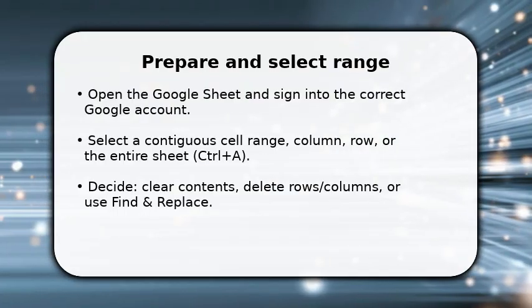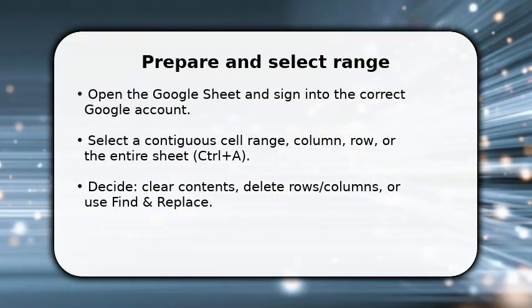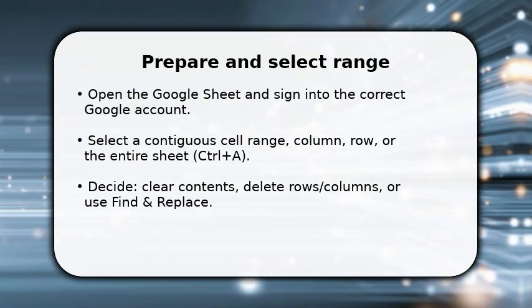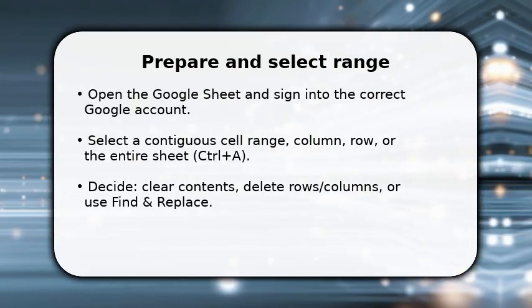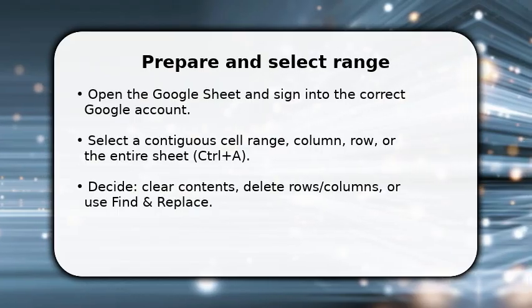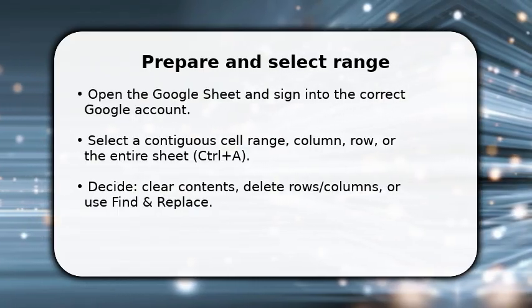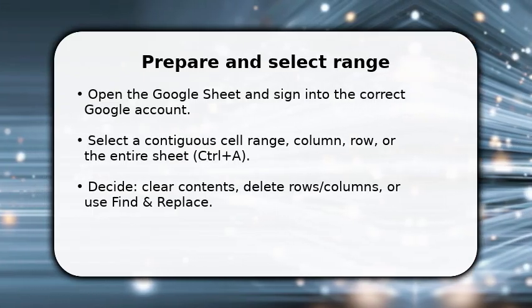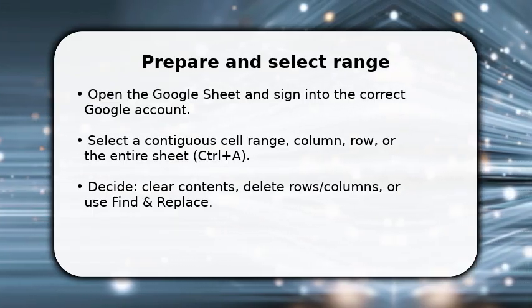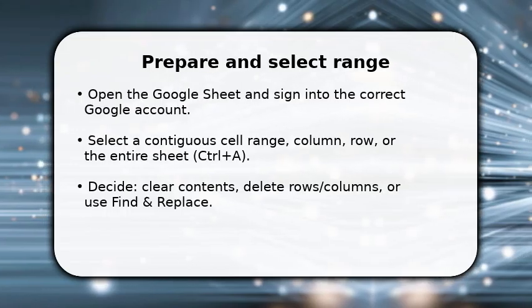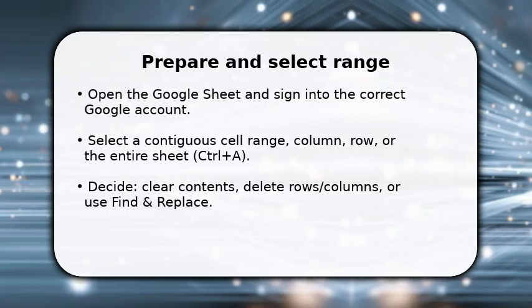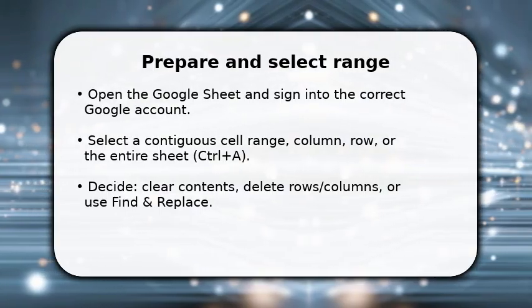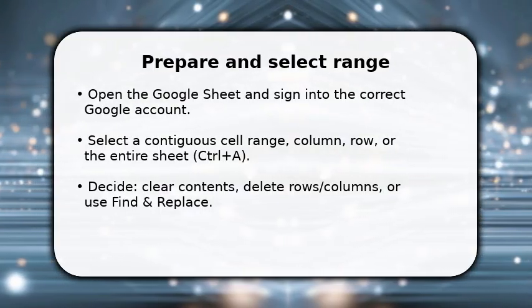You're starting now? Open the sheet and confirm you're in the right file. Next, select the cells you want to change: click and drag, Shift plus click, or press Ctrl plus A to select all. Once selected, decide the action. Clear contents when you want blanks left behind, delete rows or columns if you need structure removed, or use Find and Replace when removing specific text across a range. Make sure to check a small sample before applying to a large dataset so you don't lose important data.